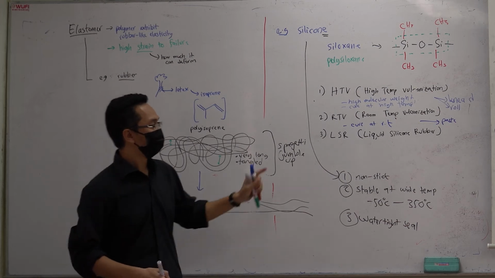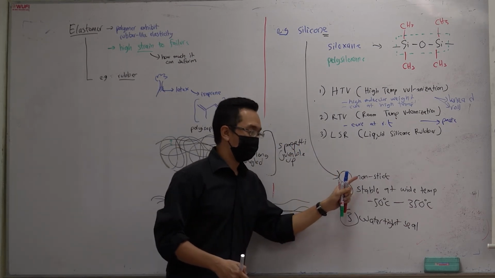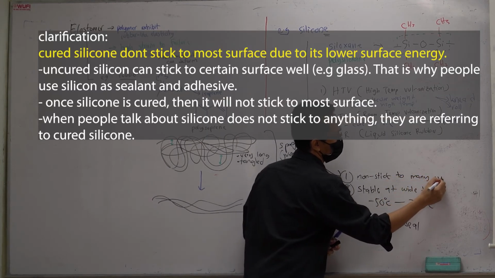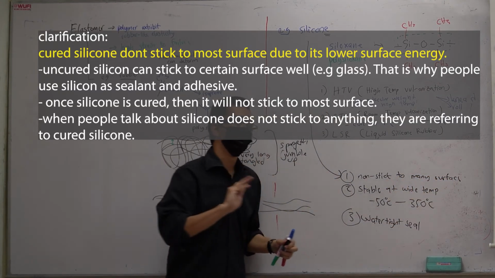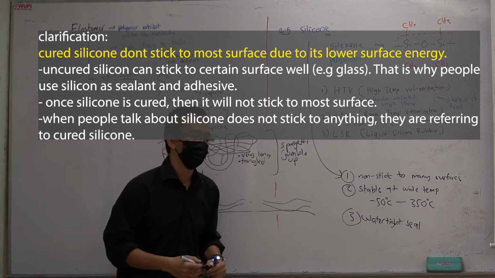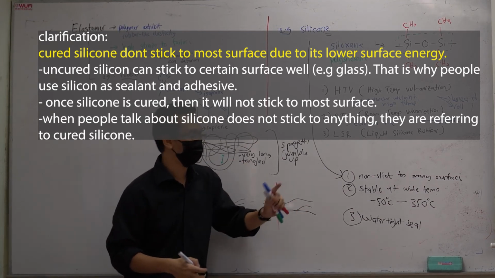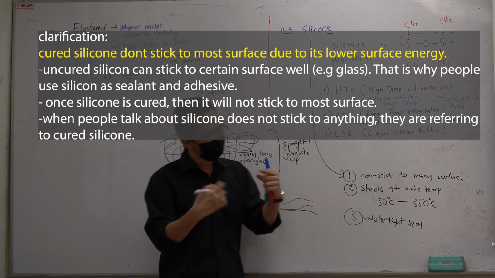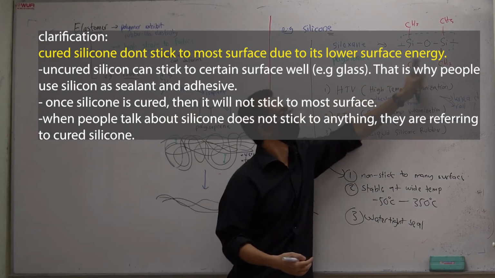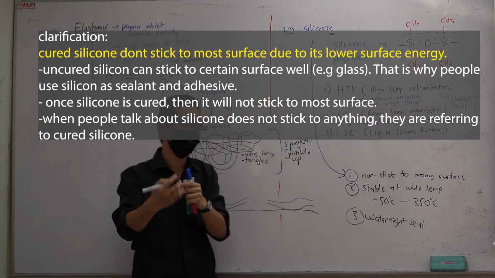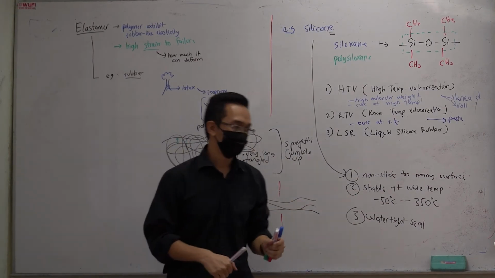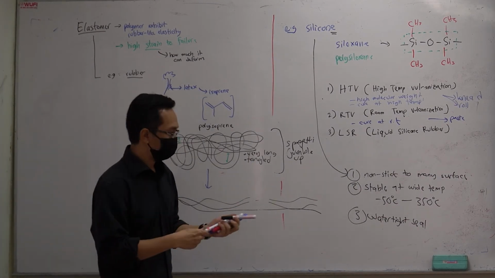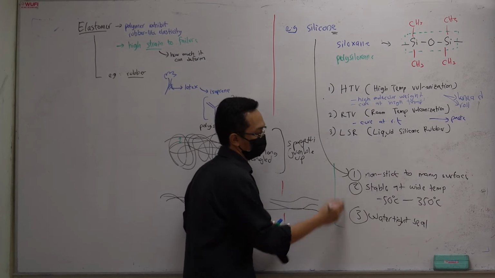Even though I say here non-stick to many surfaces, it doesn't mean that it will not stick to anything. It depends on the silicone that you use. Some silicone has good adhesion to glass, some silicone good adhesion to certain other types. So people change this alkyl group to meet their need. Some silicone is good for this, some silicone is good for that. But in general, these are the properties of the silicone.